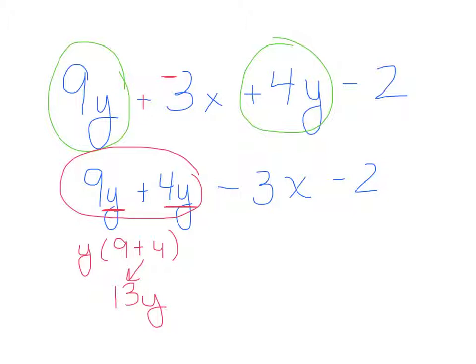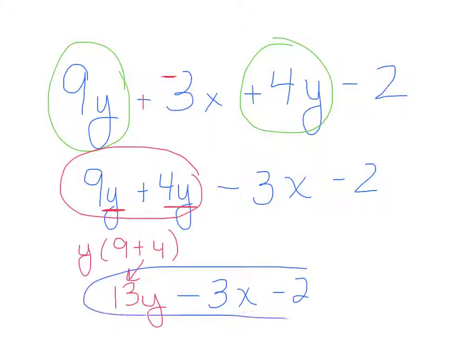Okay. And if I were to go from here back up here, I could distribute the y, get 9y, distribute the y, get 4y. So I would break it back out to this way. So we're doing kind of the distributive property in reverse. And then, so it's going to be 13y minus 3x minus 2. And that's all that we're able to combine here.